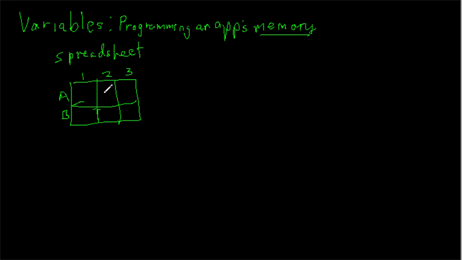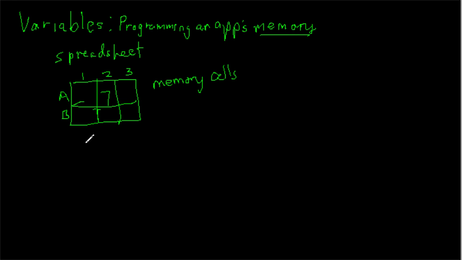And you can use a spreadsheet. You can put a 7 right there. Okay, and think of the spreadsheet cells as memory cells. In programming, you've got memory cells just like you have with a spreadsheet, except you can't really see them as you're programming. But you can stick things in memory cells.